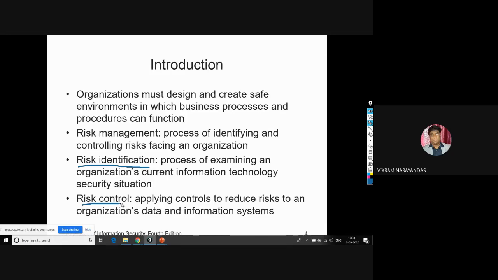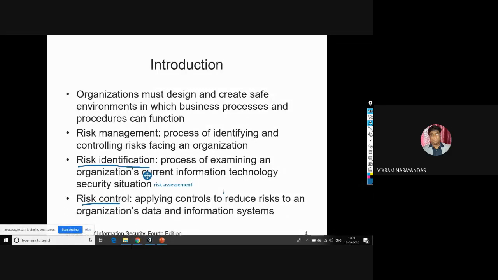So what is risk identification generally? It is a process of examining and documenting the current information technology security situation. That means what are the risks the organization is facing? You want to examine the current information technology security situation and what risks are facing the organization. For this risk identification, there's a need for risk assessment. So what is a risk assessment? Risk assessment is a documentation of results of risk identification.